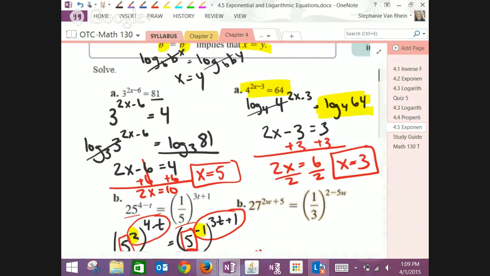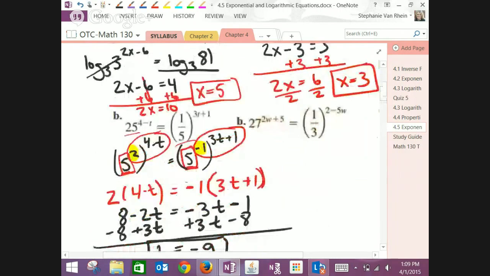Right? Here, I might not have been able to write 81 as a power of 3. I might not have known that. But I could use my calculator and calculate it, and then it comes out to 4. And I have some reassurance there that I used my calculator for that, versus just being able to see, oh, 81 is really 3 to the 4th power, or 64 is really 4 cubed. If you're not comfortable with that, you can use those properties.